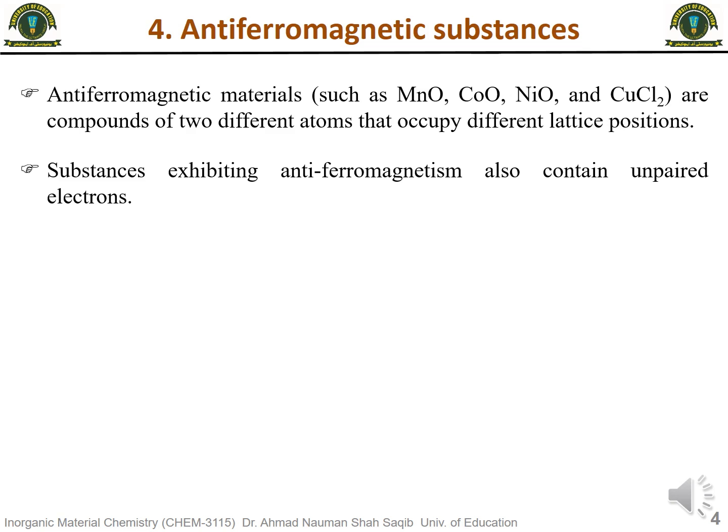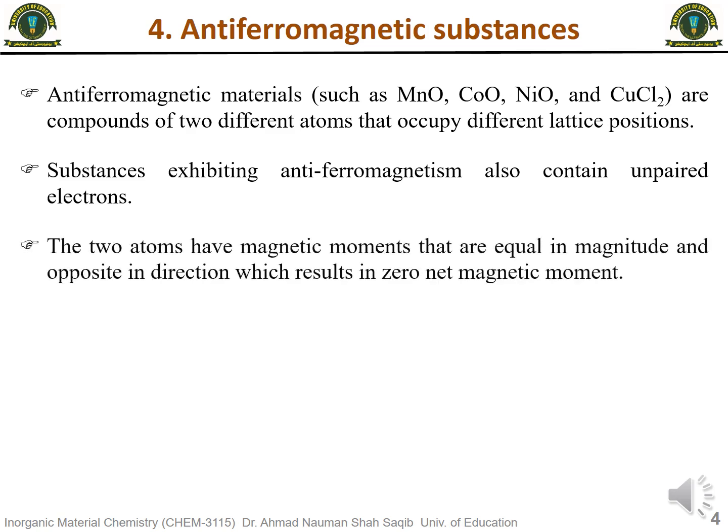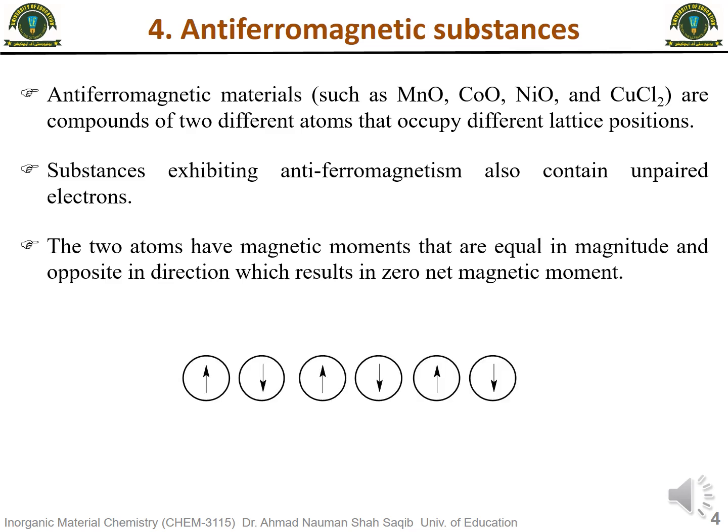The important thing you should know is that the antiferromagnetic substances actually have unpaired electrons, but the two atoms which have magnetic moments have moments that are equal in magnitude and in opposite direction. So what happens is that they cancel out each other. So what are antiferromagnetic substances?